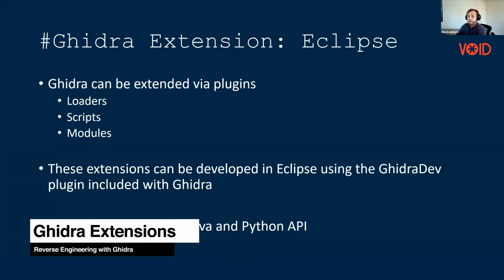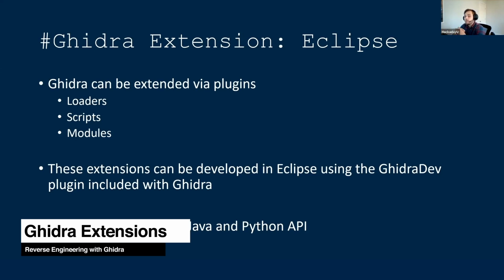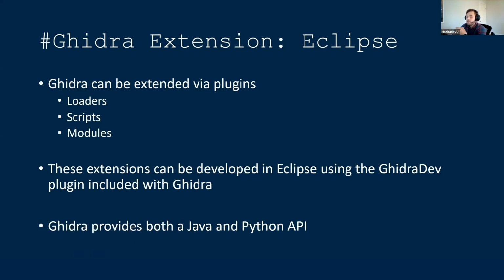So you can extend Ghidra via various plugins, right? You can write scripts, you can write loaders, you can write processor modules like we just talked about. And you can do this with the Ghidra Dev plugin that is designed to be integrated with Eclipse. And this lets you write either Java or Python. And so you can pick whichever one you want because the APIs between both of them are the same or as close to the same as they can be, right?